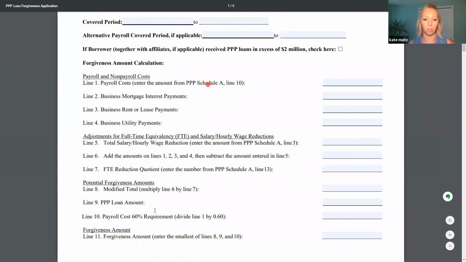Down at the bottom section, you've got the high-level calculations. This is where all the summary information comes together on what goes into your forgiveness. And then that bottom line is going to be the actual amount of forgiveness that you'll be applying for.